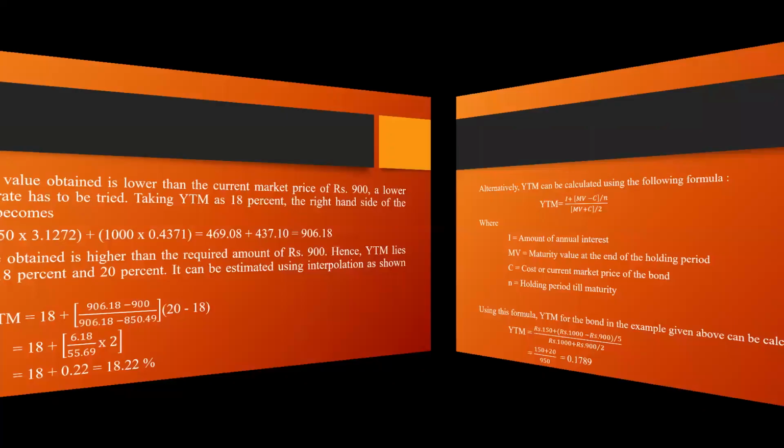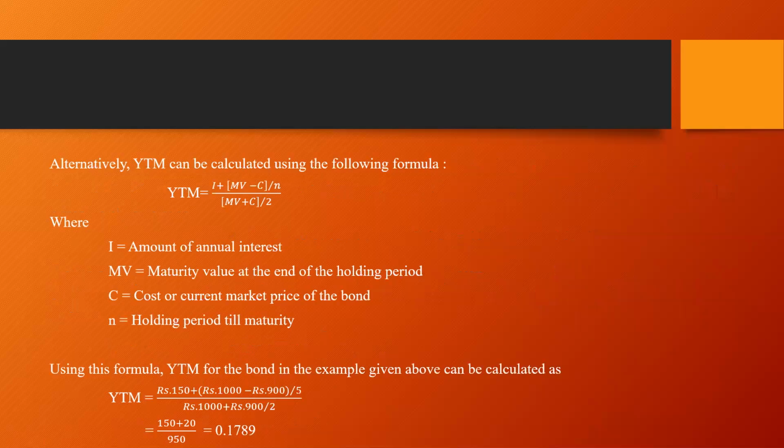Now alternatively, instead of going through this trial and error method, which is very complicated and time consuming, we have got a simple formula which can also be used for calculation of the YTM. So another formula is YTM is equal to I plus MV minus C divided by N, divided by MV plus C divided by 2. I is equal to the annual interest rate. MV is the maturity value at the end of the holding period. C is the cost or the current market price. N is the number of holding years.